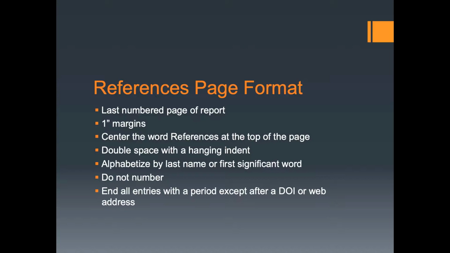You alphabetize by the last name or the first significant word, and I'll give you an example in a minute of why I say the first significant word. Never put numbers on the references page, and you end all entries with a period except after a DOI or a web address. And that's important. So end all entries with a period except after a DOI or a web address.